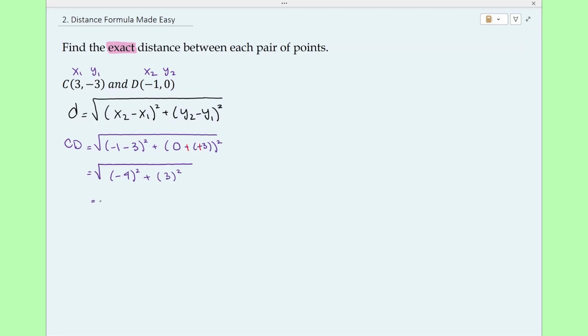Evaluate your squareds. We have 16 plus 9. Remember, that square root is coming with us all the way down. And then 9 plus 16 gets us 25, which is a lovely square root. This equals 5. Since it's exact, we don't have to worry about anything else. So the length of CD is 5 units.